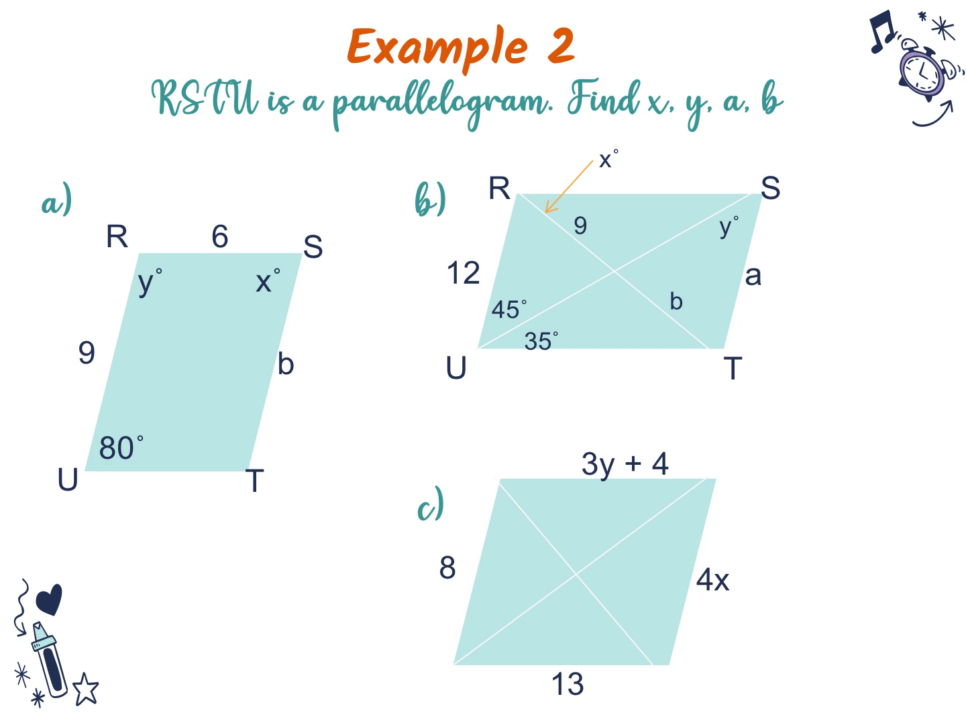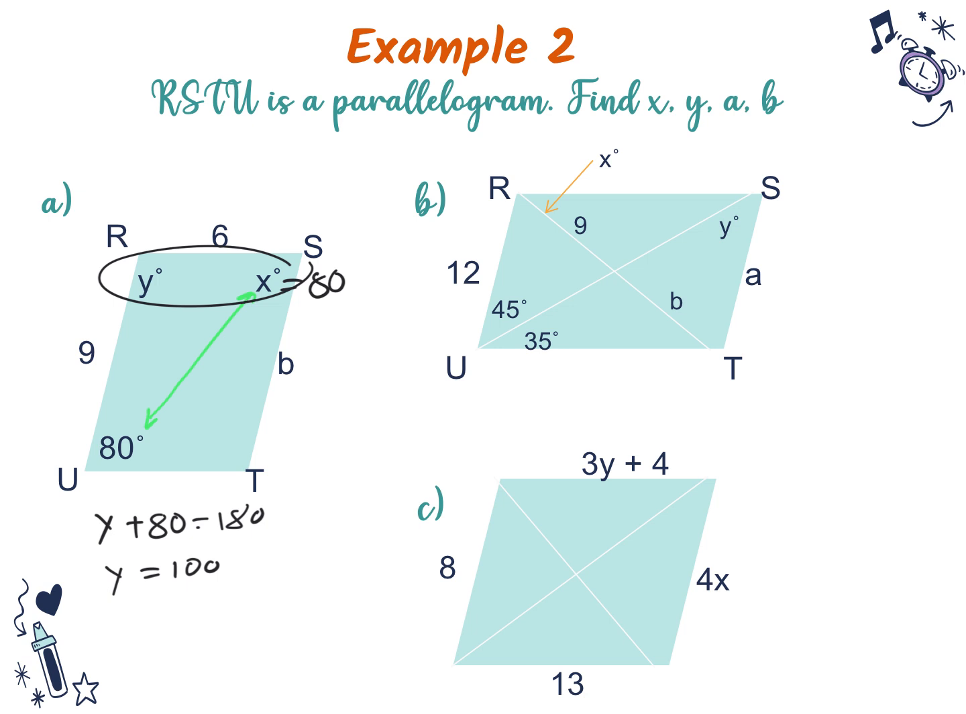find X, Y, A, and B. Now, I'll do A with you guys together, and then I'll let you work on B on your own. Now, for A, we have these two angles. Remember, they are congruent, so we can say right off the bat that X equals 280. Now, because these two angles are supplementary, I can say that Y plus 80 equals 180.